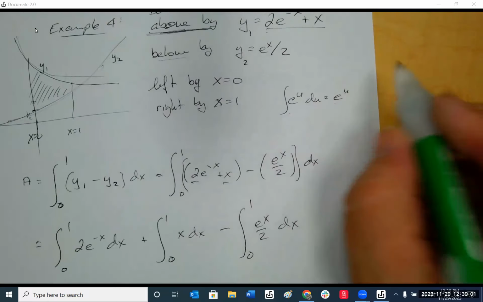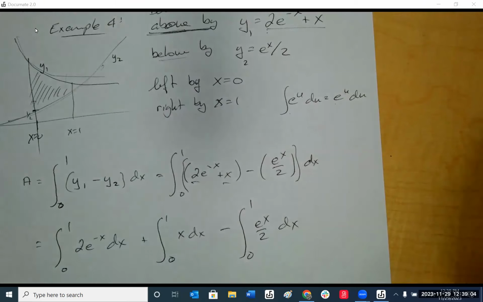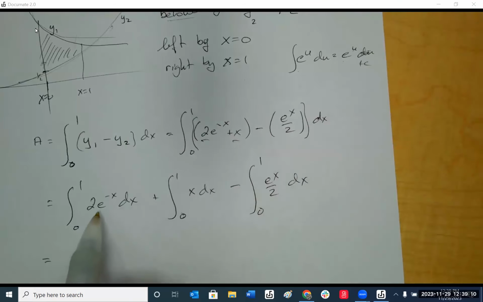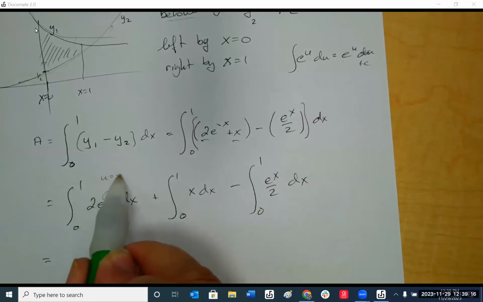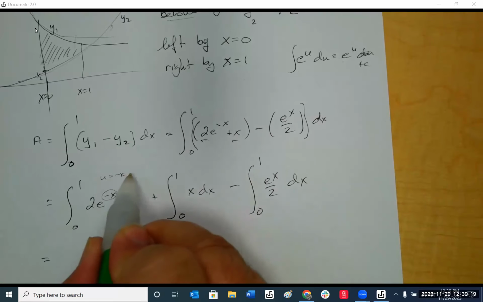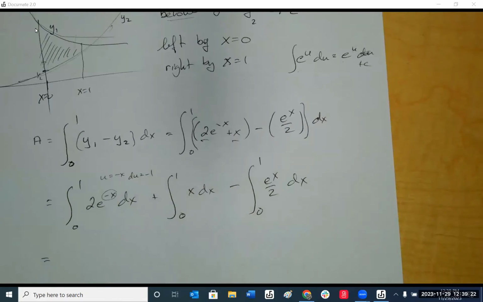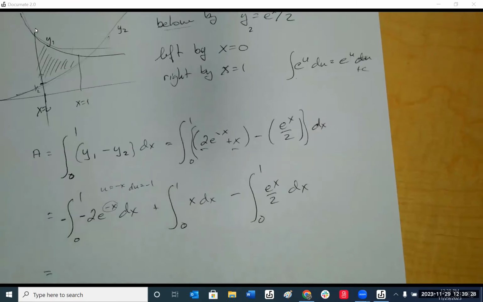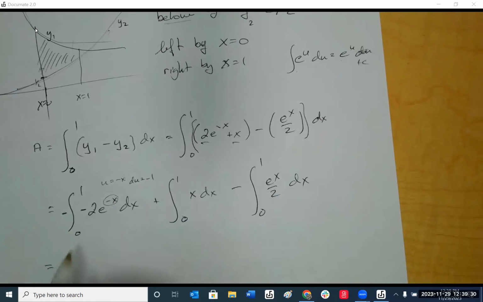The integral of e^u du is e^u plus C actually. So here's e, here's our u value. So what's du going to be? Negative 1. We don't have a negative, so we have to put a negative in front of it. So it's -2, the integral of e to the negative x dx. That one's all set.